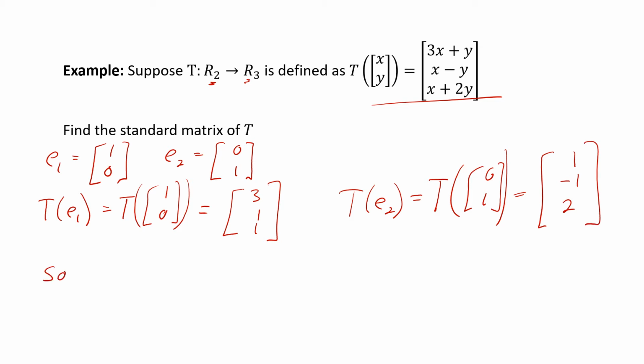So the standard matrix associated with this transformation is equal to, take that first column, 3, 1, 1. The second column is the transformation of the second column of the identity matrix, 1, negative 1, 2. That is my matrix.